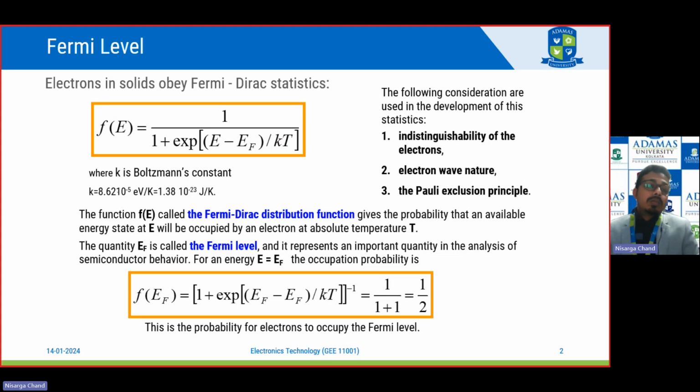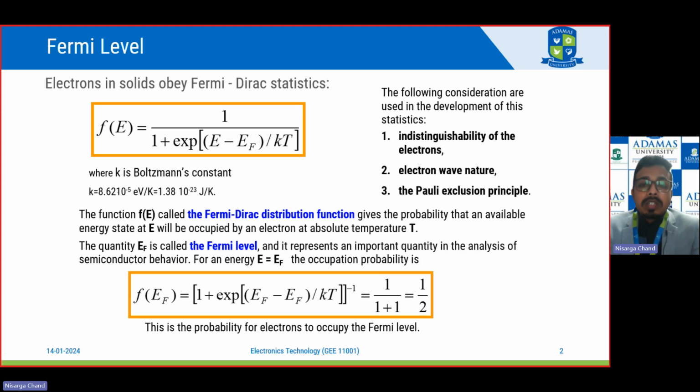Now, what is the Pauli exclusion principle? Electrons cannot be distinguished in the same state, so electrons move with opposite half-integer spin. That is actually the Pauli exclusion principle.